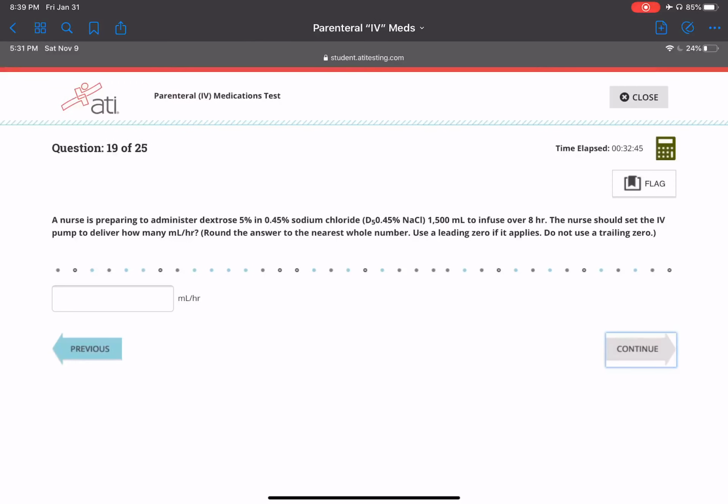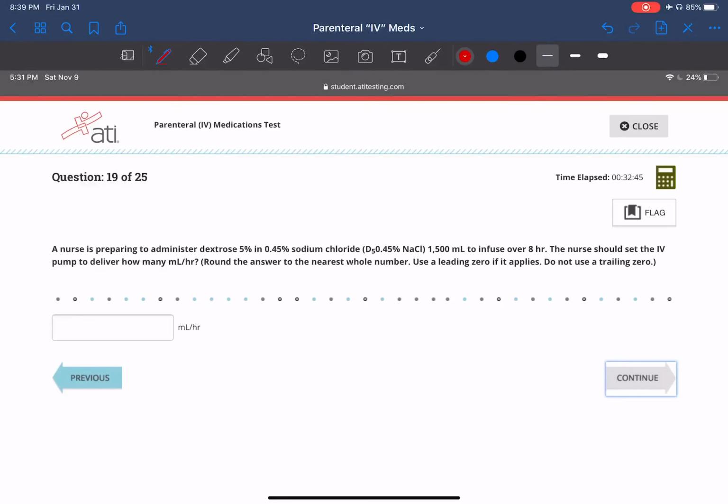All right, let me go through these questions. Let's see if we have any more difficult ones. Or I'll just go through them really quick. So they're asking for ml in hours. Just go through the problem. And look, it has 1,500 ml over 8 hours. It's already in the format that we need.